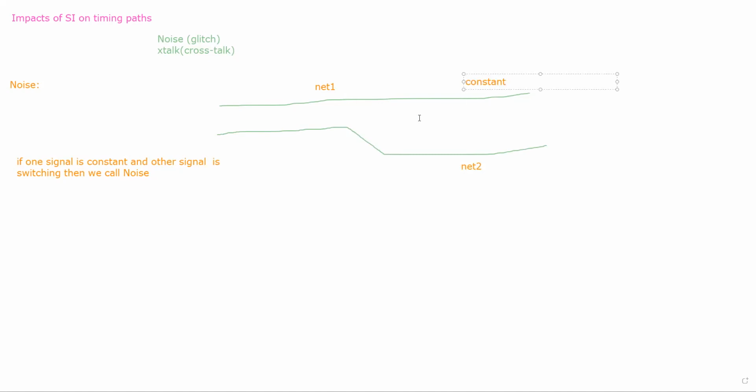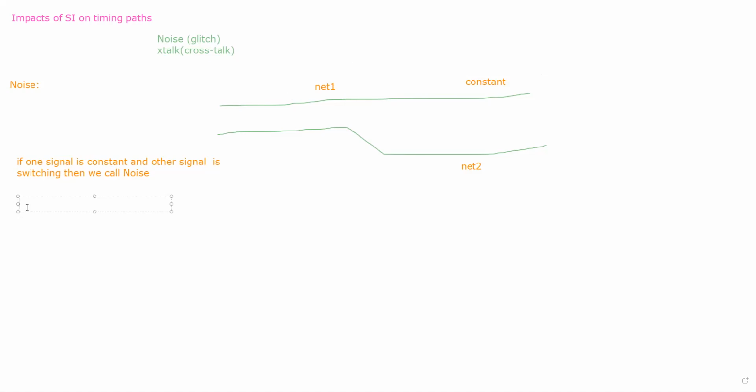Net 2 is switching from logic 1 to logic 0, as we can see here. Now we're going to understand two more technical terms: aggressor and victim. The net which is affecting the other net is called the aggressor. The net which is affected by the other net is called the victim.